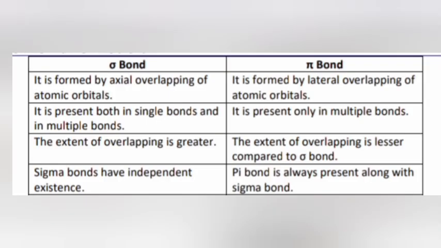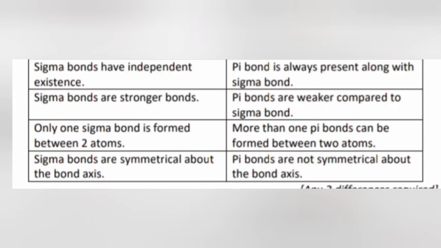Answer: Sigma bond: it is formed by axial overlapping of atomic orbitals. Pi bond is formed by lateral overlapping of atomic orbitals. Sigma bond is present both in single bonds and in multiple bonds. Pi bond is present only in multiple bonds. In sigma bond, the extent of overlapping is greater. In pi bond, the extent of overlapping is lesser compared to sigma bond. Sigma bond has independent existence. Pi bond is always present along with sigma bond. Sigma bonds are stronger bonds. Pi bonds are weaker compared to sigma bond.